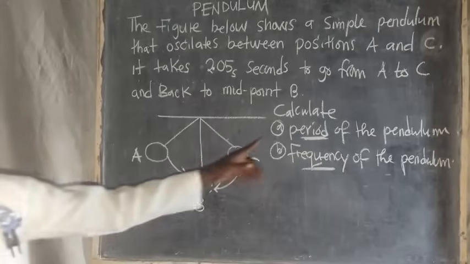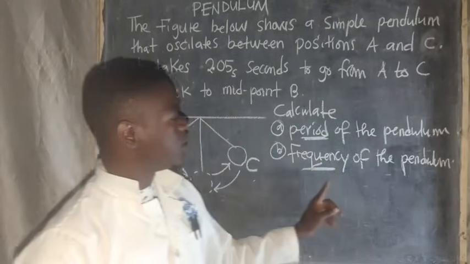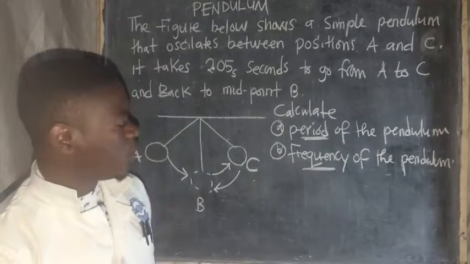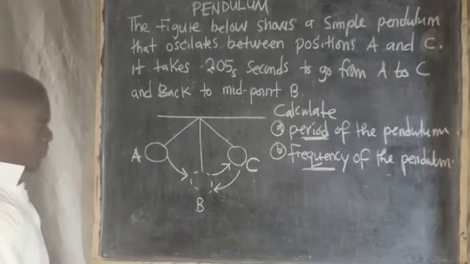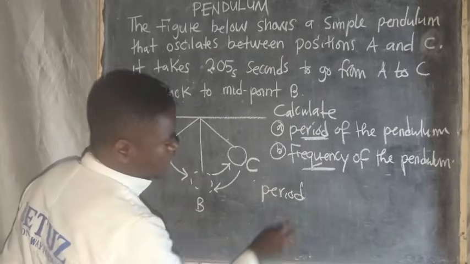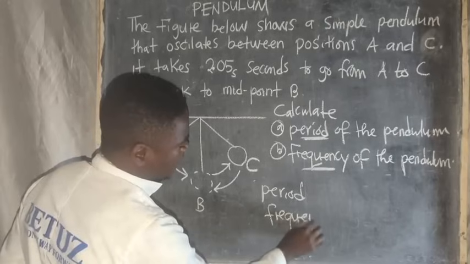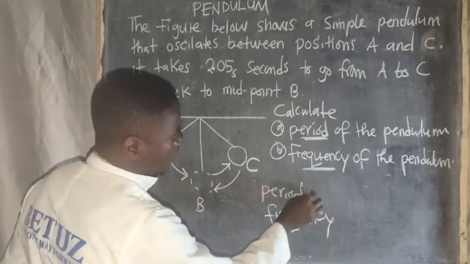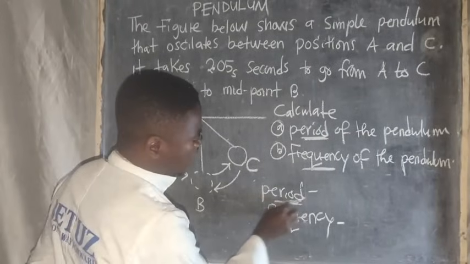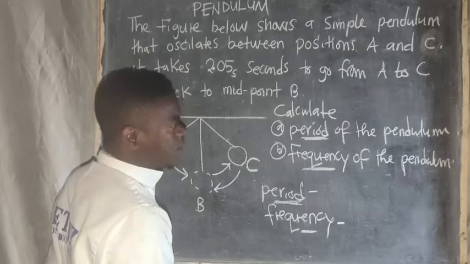Before we answer the questions given here, calculate the period of a pendulum and the frequency of a pendulum, we need to understand the period. So before we calculate those, I want us to look at these two words, period and frequency. This is not only period, but period of a pendulum, and this is frequency of a pendulum.